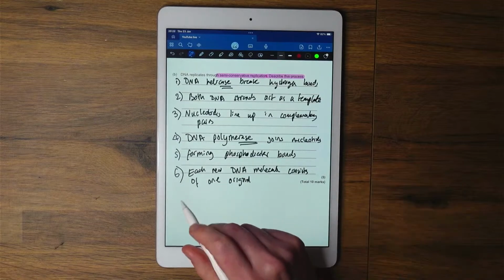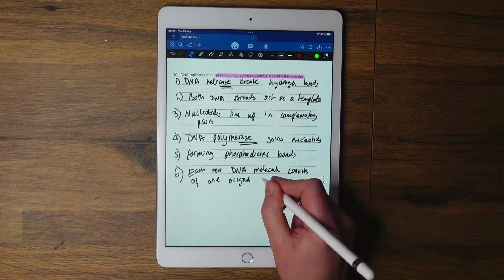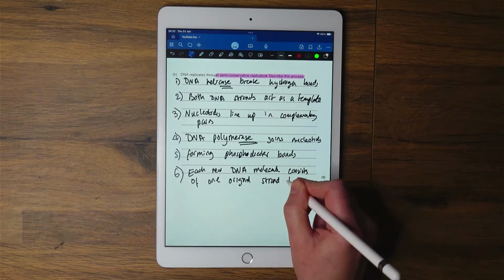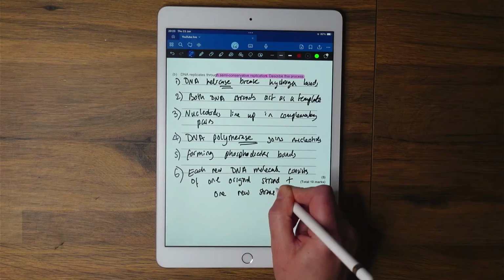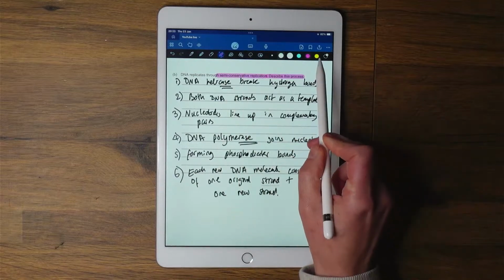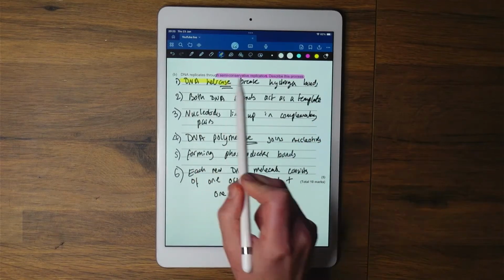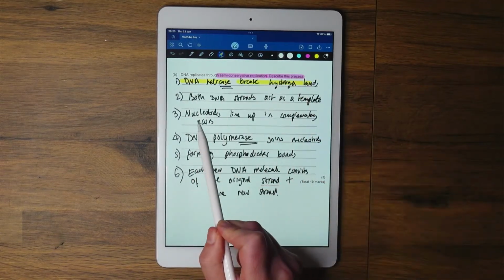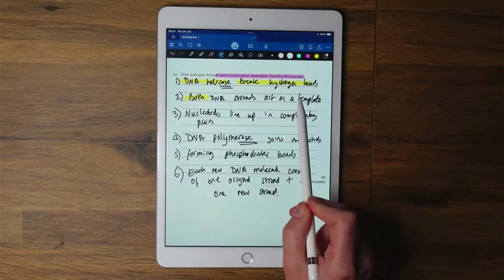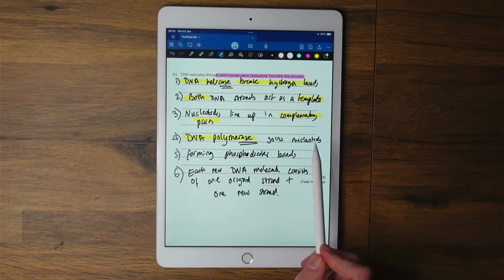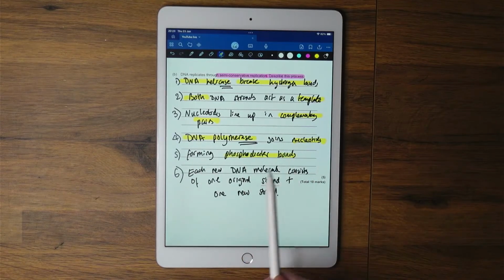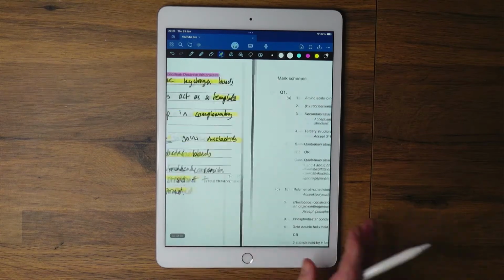Each new DNA molecule consists of one original strand and one new strand. Right, let's pick out some key points. So always talk about the enzymes. DNA helicase, breaking the hydrogen bonds. Both strands are acting as a template. The idea of the complementary base pairs, DNA polymerase joining nucleotides, phosphodiester bonds, and then we had our definition, one original strand, one new strand. So yeah, that is it.